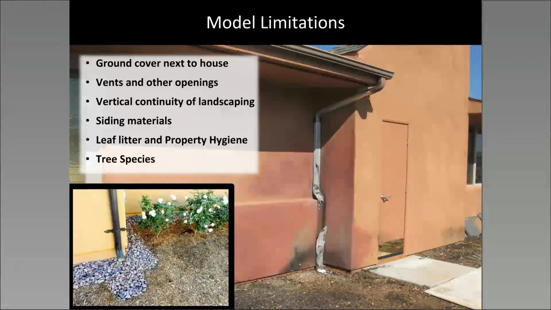So again, here are some of the limitations of this GIS model. Here are some things that would affect whether or not a house would burn down that cannot be detected with GIS. The ground cover right next to the house: often the roof will hang over, and from aerial imagery, it's impossible to see what is right up next to the house. Vents and other openings where embers could get in, vertical continuity of the landscaping, siding materials, leaf litter and property hygiene, and also tree species. Tree species and vertical continuity of the landscaping can be done with LiDAR, and as I'll discuss later, is now being included in the new model. But for this model for San Diego, that data was not available. So these were some of the limitations of this model for San Diego.